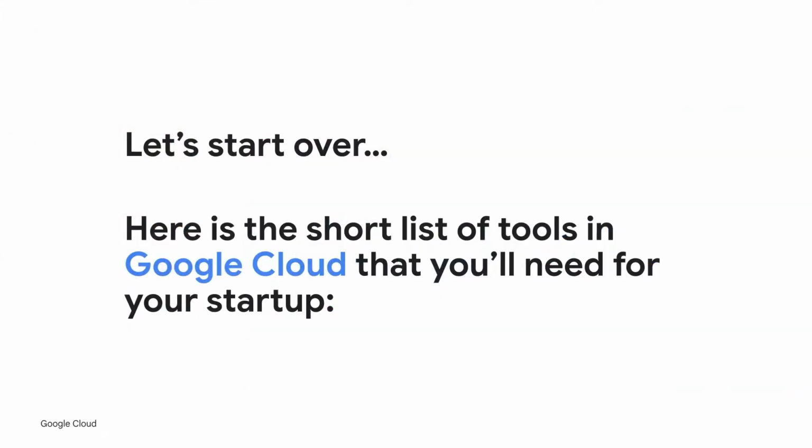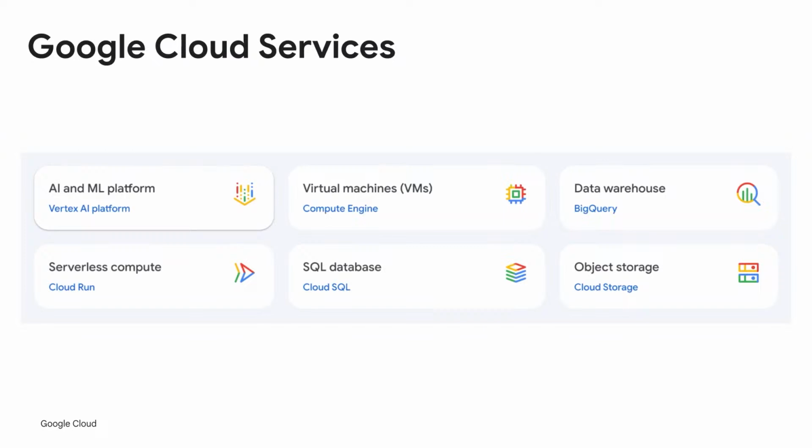So let's start over from that huge list of products and services, and we're just going to look at the short list of tools in Google Cloud that you need for your startup. And it happens when you go to the Google Cloud Products page, there's a nice header image with categories and popular services.